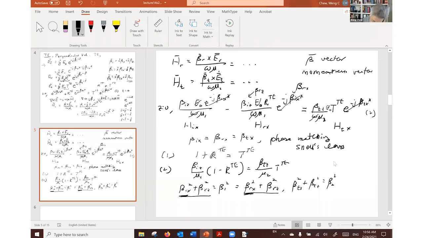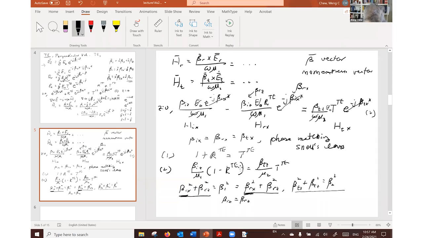Then the only way that these two equations can be satisfied is that beta Iz has to be equal to beta Rz. But here I cannot claim that. Even though I can say that beta Tx is the same as beta Rx, I cannot claim that beta Tz is the same as beta Iz. So I have to keep this distinction here, but I can make this beta Rz to be beta Iz and take it outside the factor.